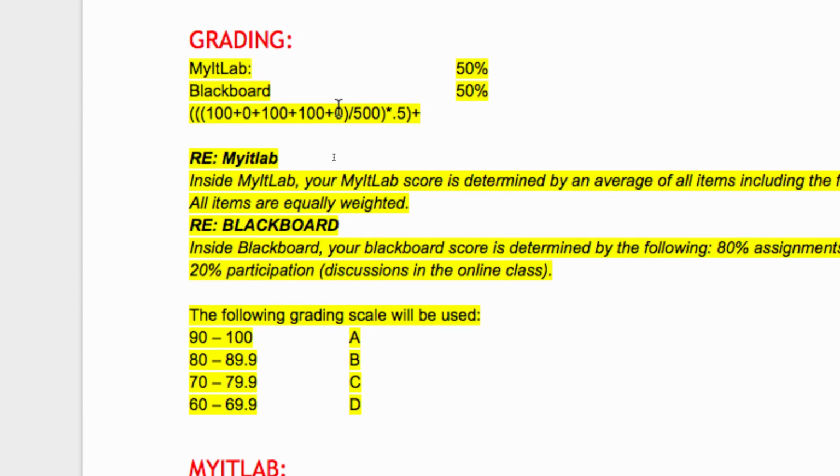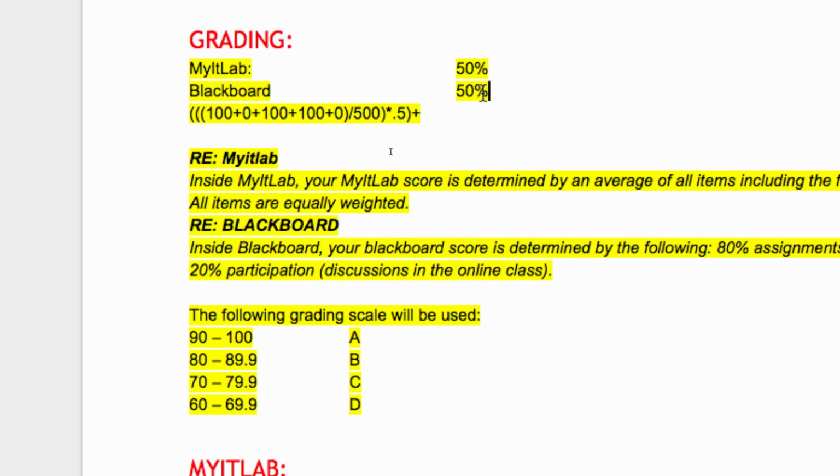So then I take that 60%, multiply it by 0.5. That would give me 30%. Half of 60% is 30%. So I've earned 30% towards my grade. So this will all translate to 30%.